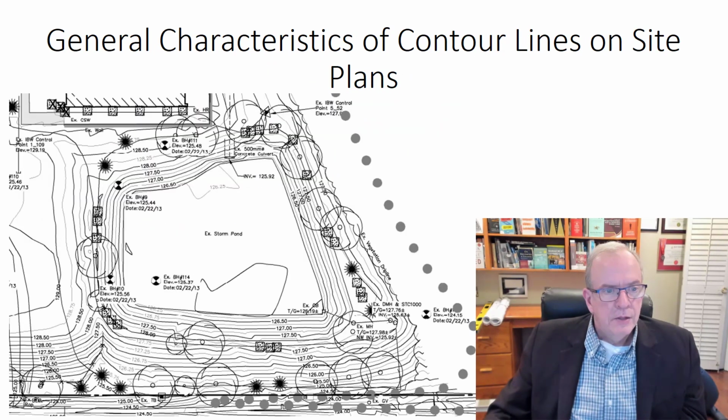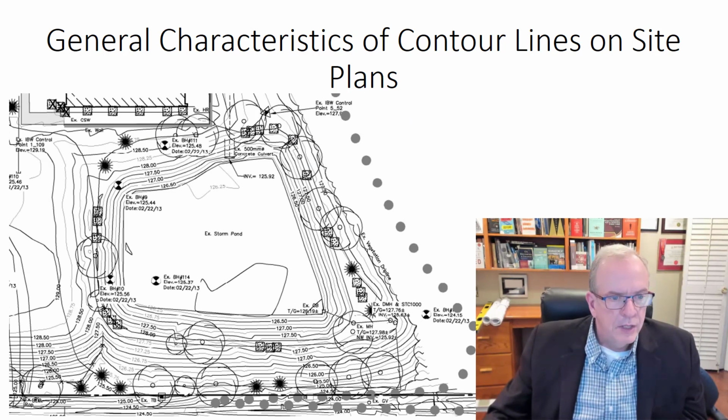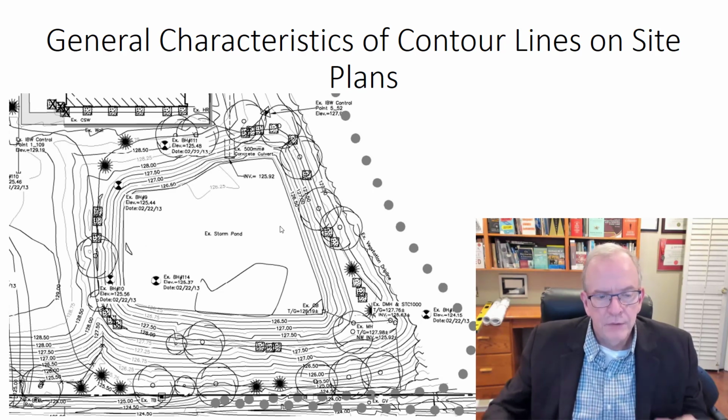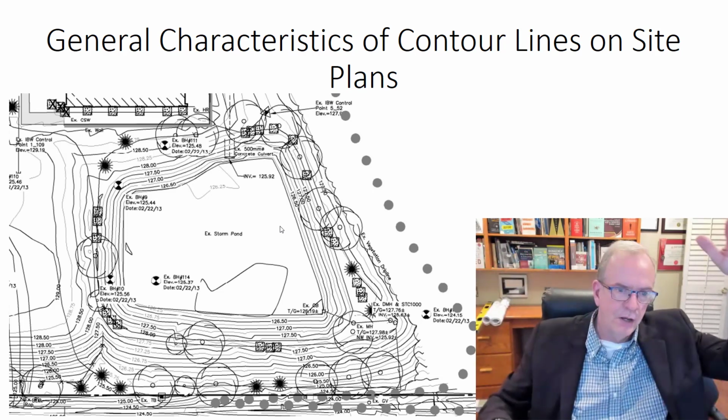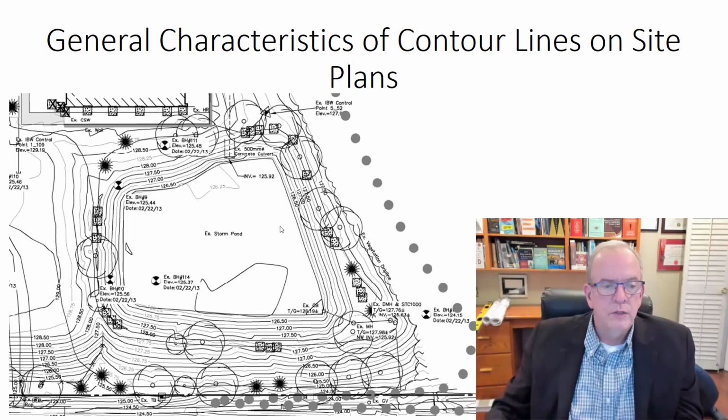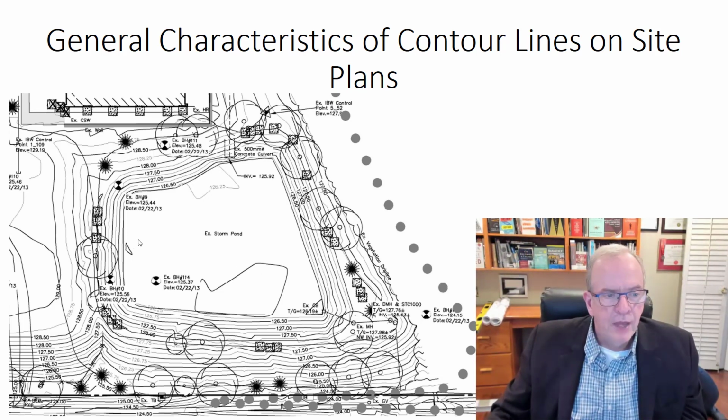All right, and so here's a good example. We can see in this area here, there's a storm pond. And so the base of the storm pond is pretty much leveled out because that's going to be where the water is going to be filling up. So for the base of it, they don't want it to have high and low points where some is out of the water and some is not. So they pretty much have that leveled out.